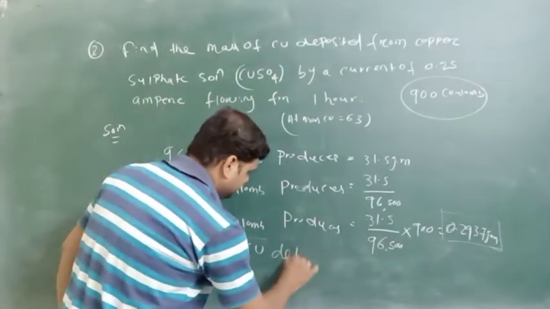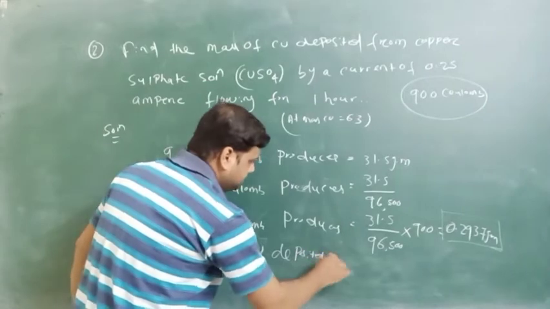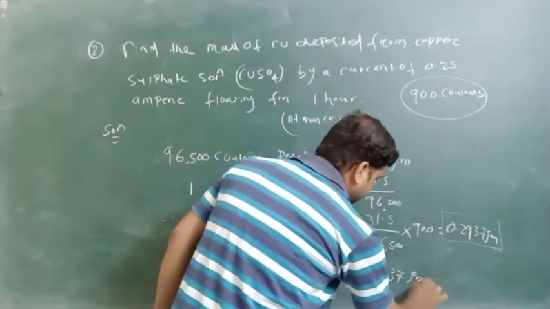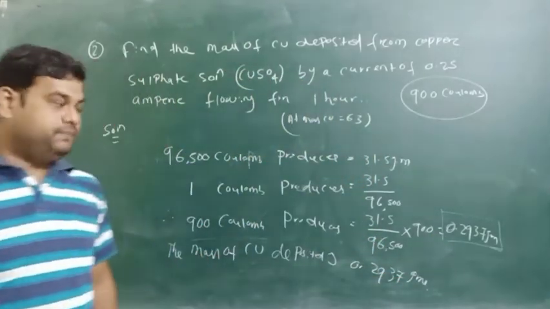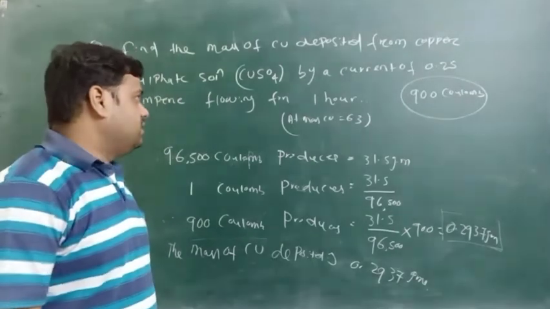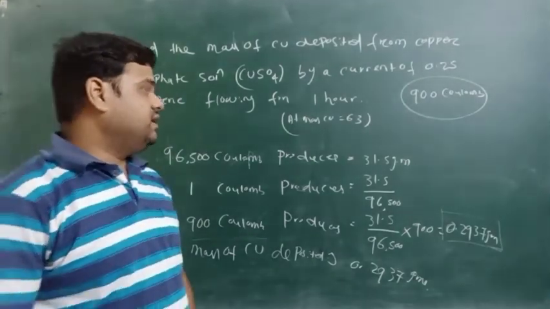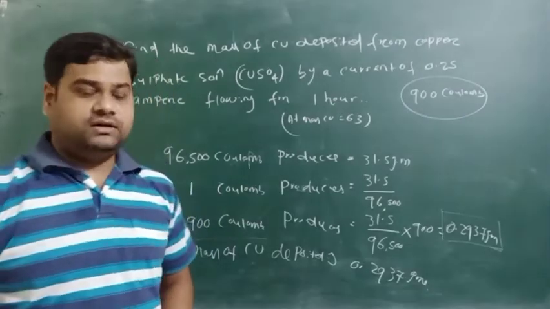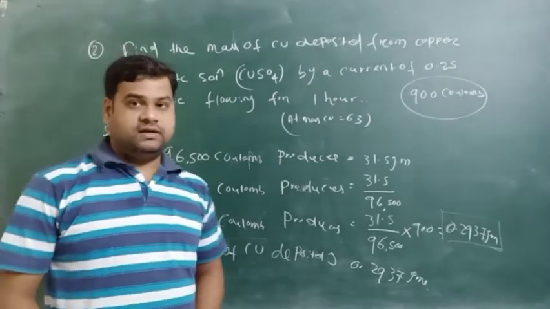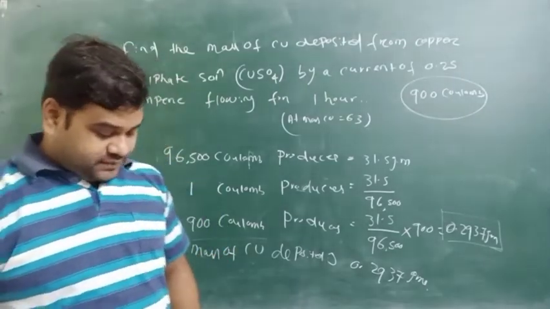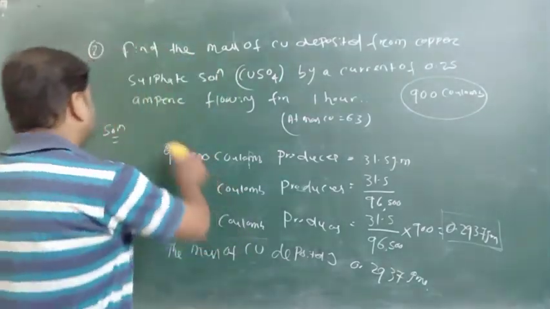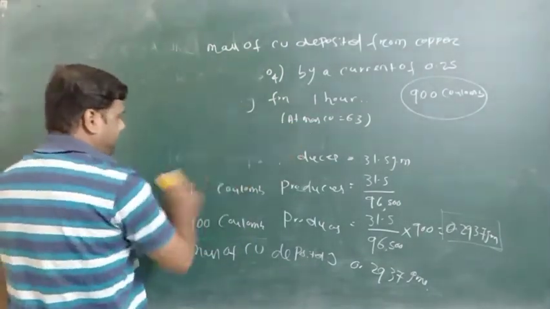So therefore, the mass of copper deposited is 0.2937 grams. This is all about the calculation of the mass of substance deposited at the electrode when some amount of current is supplied to the electrolytic solution within a certain time period. Next, let's move on to the next numerical.